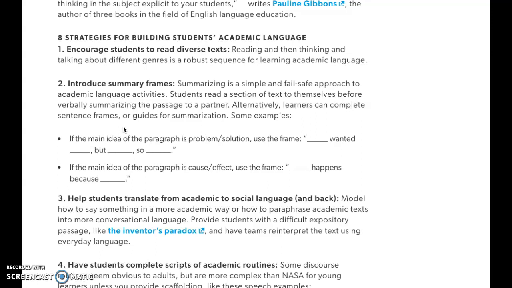Another way was to introduce summary frames. This was something that I didn't really know much about before doing this project. The way they talked about it was summarizing as a simple and fail-safe approach to academic language activities. So students would read a section of the text to themselves before memorizing it and summarizing it to a partner. These were the 2 examples they had: they would have this little frame with the blanks and ask the students to summarize it verbally to themselves first and then to a partner, which I thought was super interesting.